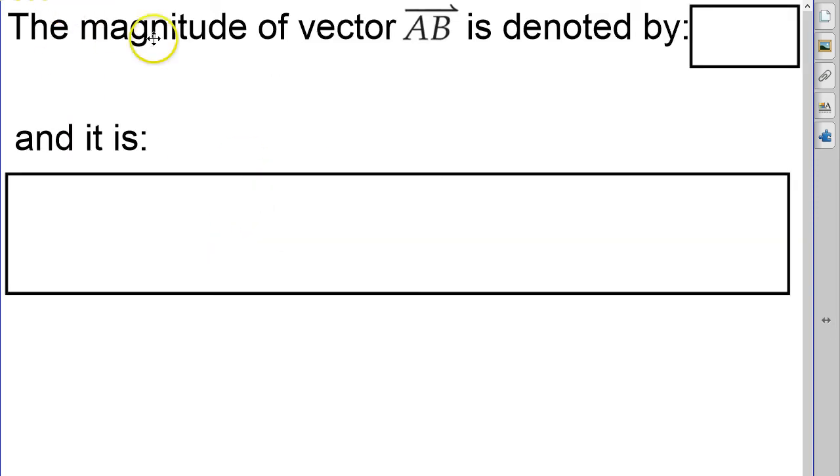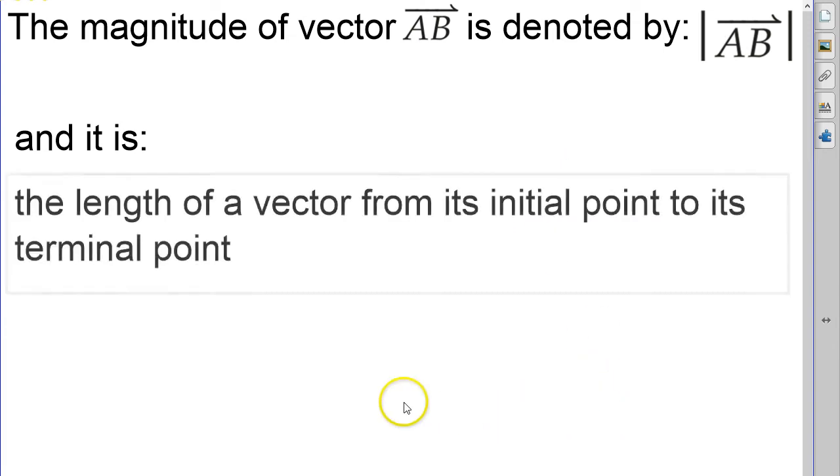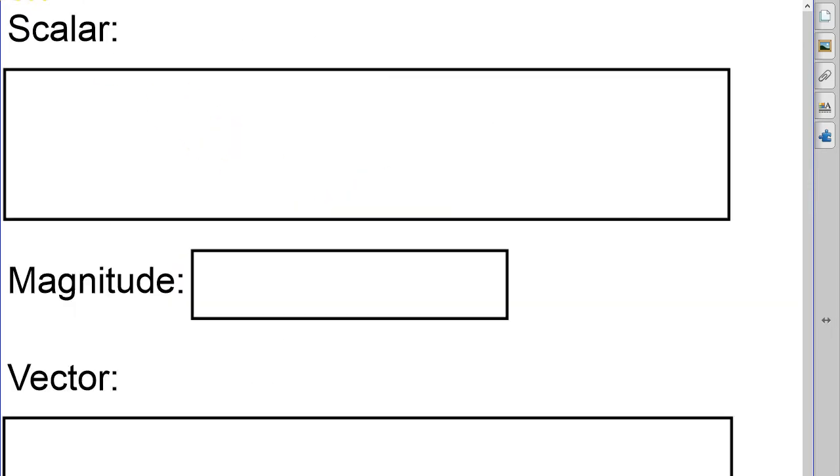Next definition: the magnitude of a vector is denoted by absolute value bars. And the absolute value really means the number's distance from 0 anyway, so that's what it's telling you, how far away it is. It is the length of the vector from its initial point to its terminal point. So that's what magnitude means for a vector. Just, how long is it? The vector itself is a length and a direction. But if we just say what's the magnitude, we don't care about the direction, we just care about the length. Those are things that are easy to get confused.